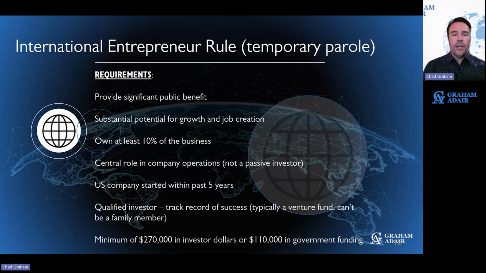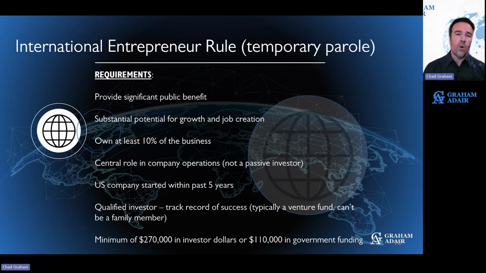So the difference here is that you don't need to own more than 50% of the business. You can own anywhere above 10% of the business, and you can't own less than 10%. The other difference here is that you're not really investing your own money. You can, but that's not the main criterion. The main criterion is that you have an investor, typically an institutional investor that's looking to make this investment.